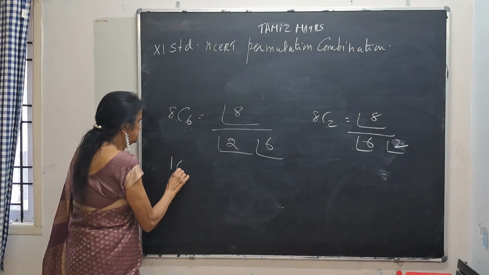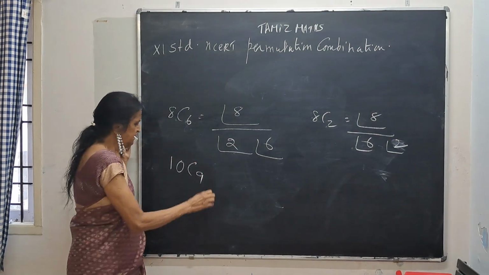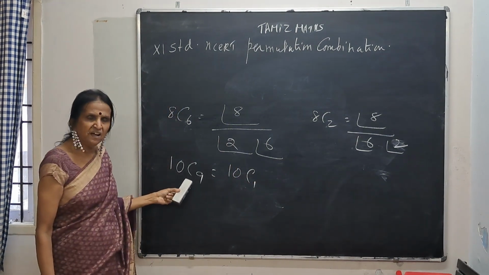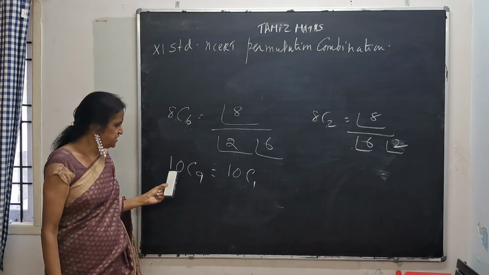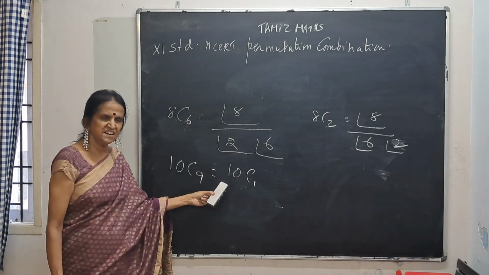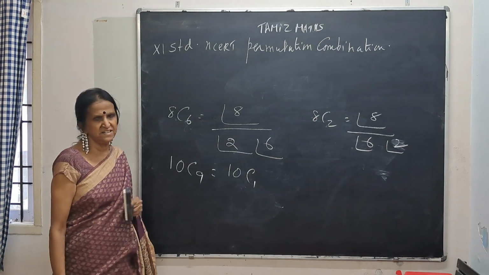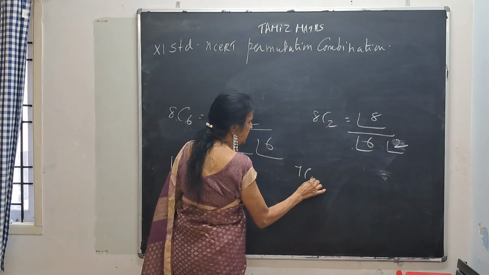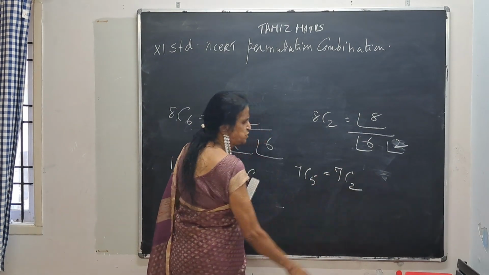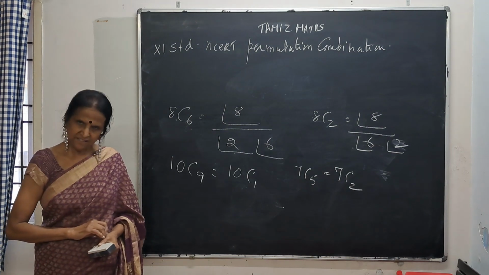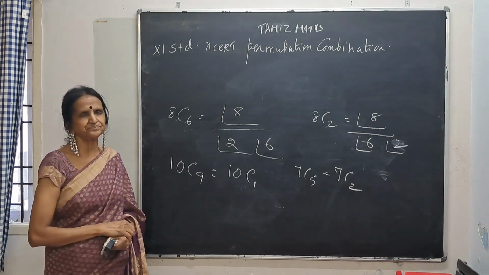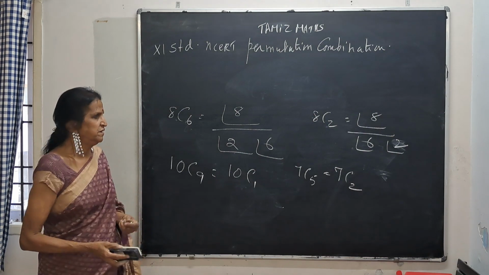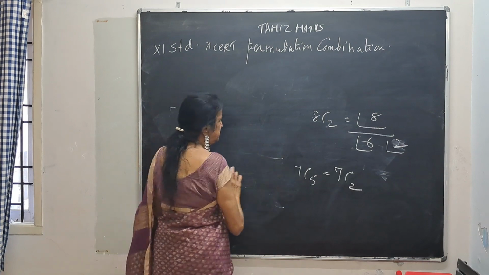What will be 10C9? It will be same as 10C1. Choosing 9 is neglecting 1, out of 10 different things. So 10C9 will be 10C1. Fine. What will be 7C5? It will be same as 7C2. Correct. So this is regarding how to find out the value of nCr.